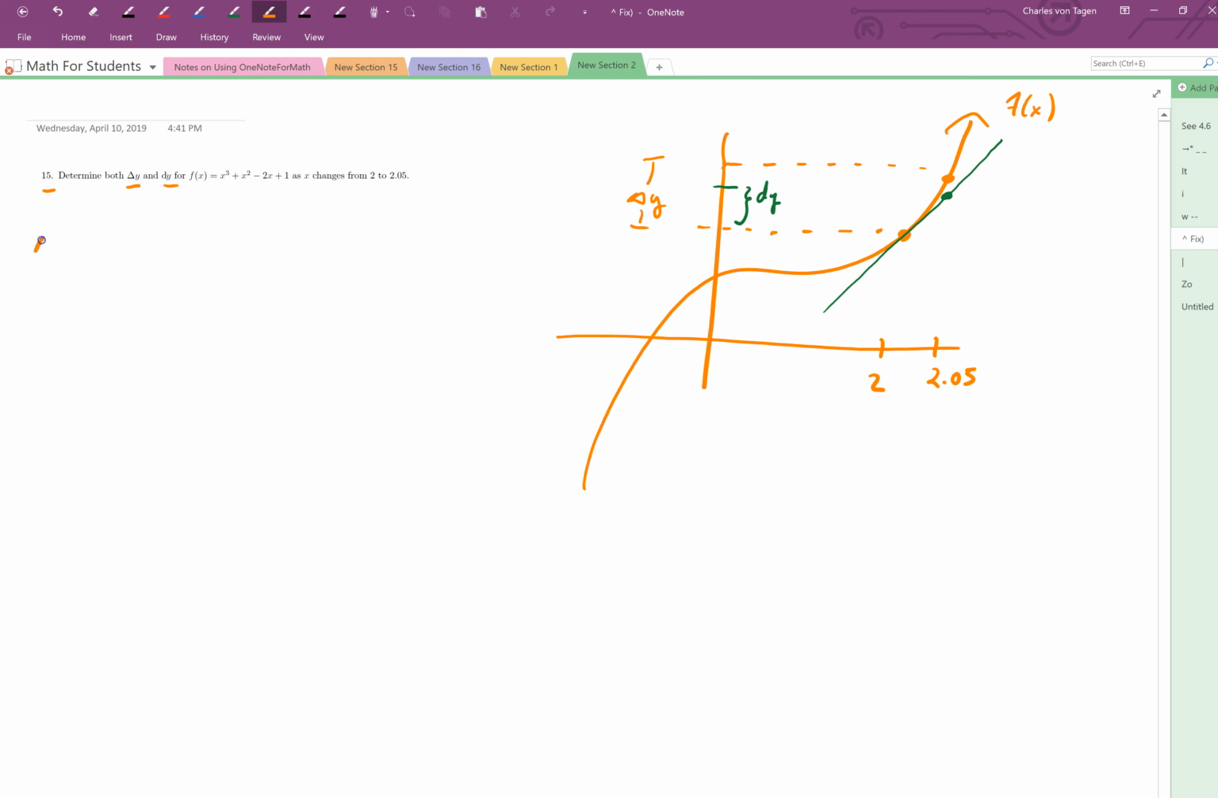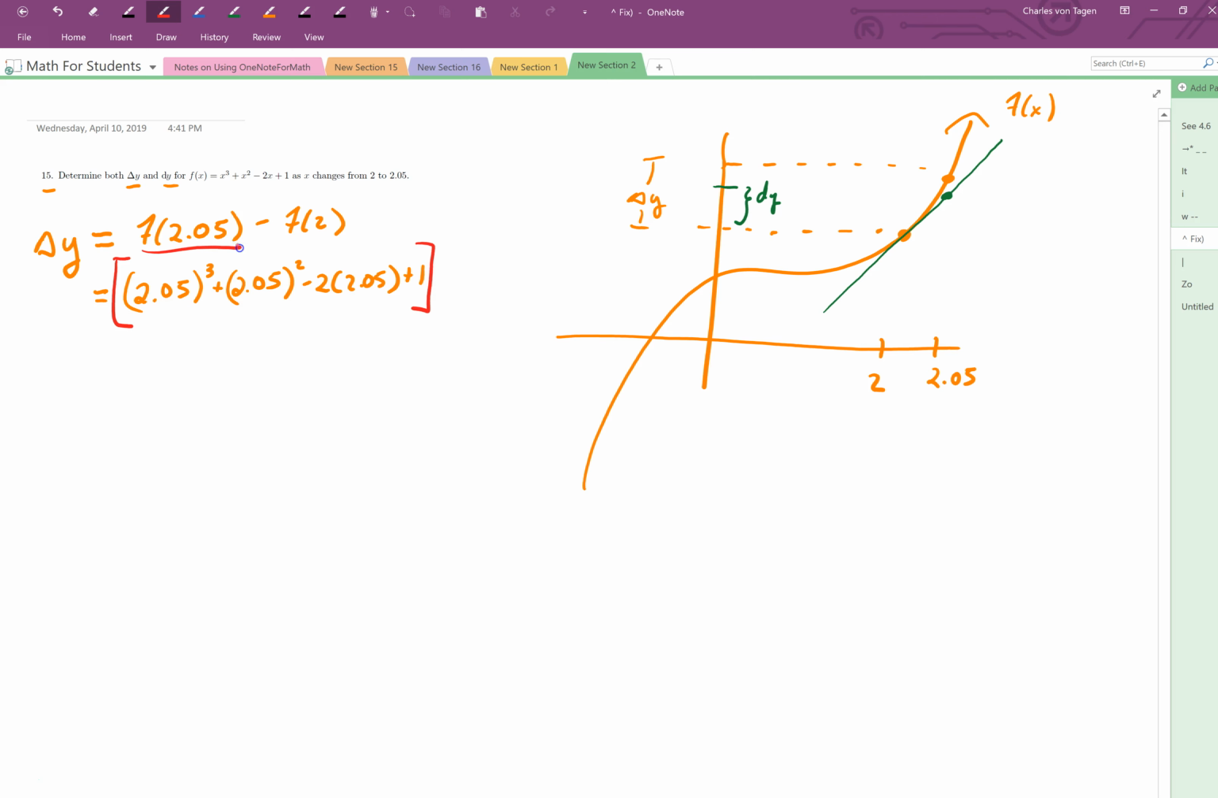So delta y is the one that's more intuitive to find, but in the real world it's also harder to calculate. Delta y is simply f of 2.05 minus f of 2. So plugging 2.05 into our function, we have 2.05 cubed plus 2.05 squared minus 2 times 2.05 plus 1.